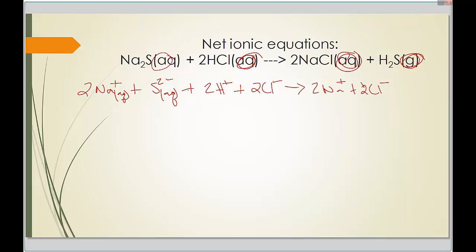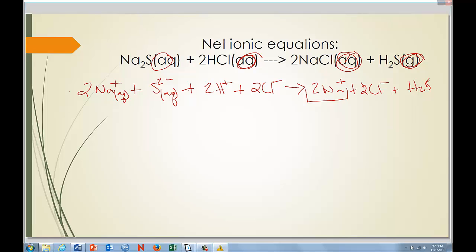So let's take a look at spectator ions and net ionic equations. Spectator ions are the things that you'll see identical from one side to the other. So we have Na on the right. When we find Na on the left, that's going to be a spectator ion. We have chlorine on the left. We'll have chlorine on the right here. So that means that that's a spectator ion.